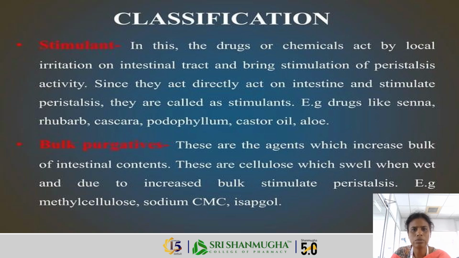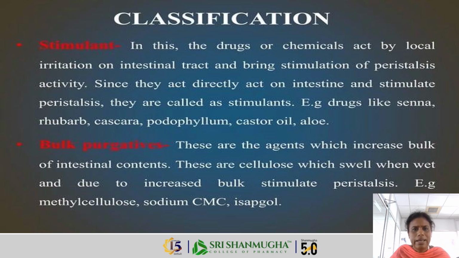Next one is stimulants. In this, the drugs or chemicals act by local irritation on the intestinal tract and bring stimulation of peristaltic activity. Since they act on the intestines and stimulate peristalsis, they are also called stimulants. Examples are drugs like senna, rhubarb, cascara, podophyllum, squill, aloes. Cathartics include senna, castor oil and bisacodyl, which are also used in the stimulant category.